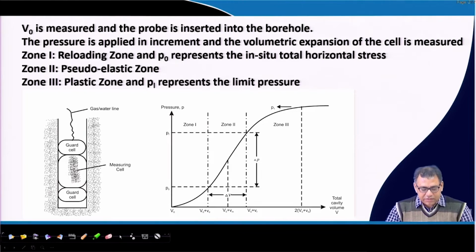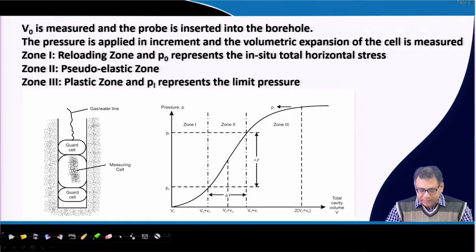Now, the next one is called the pseudo-elastic zone, because here the pressure versus volume change relation is linear. And the third zone is called the plastic zone, and PL represents the limit pressure. Now, how will I get this PL?